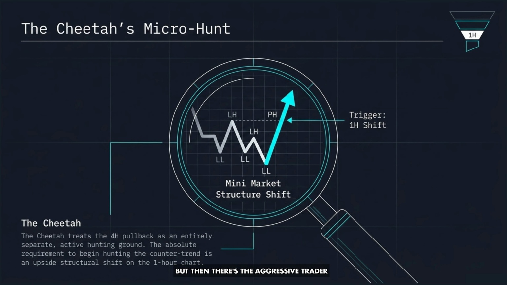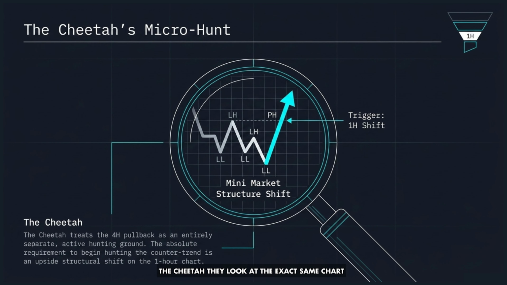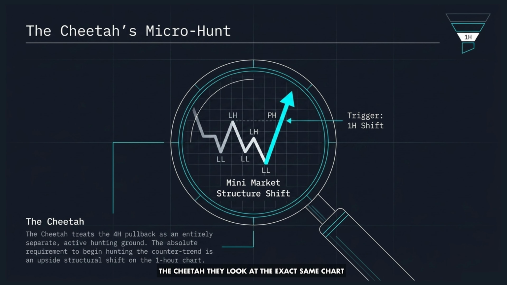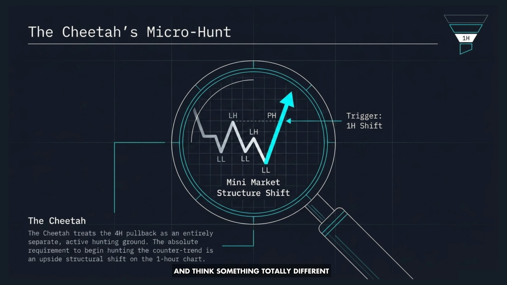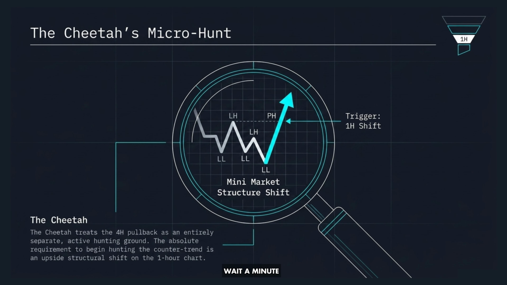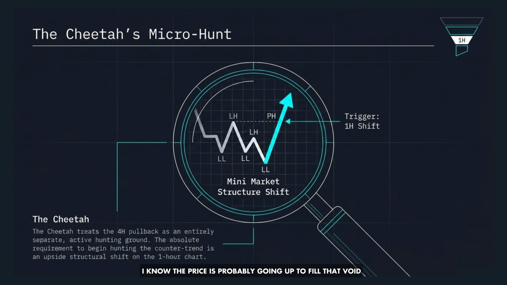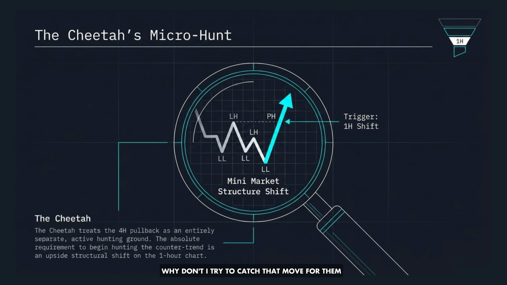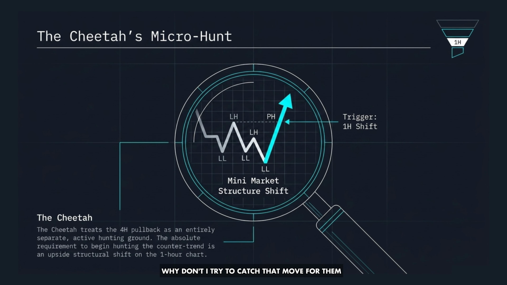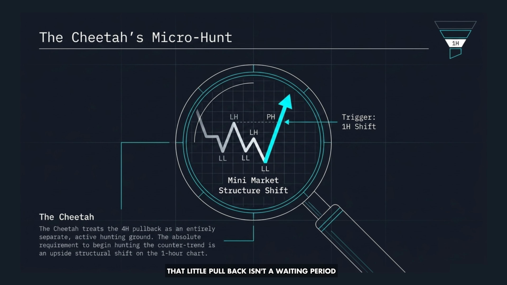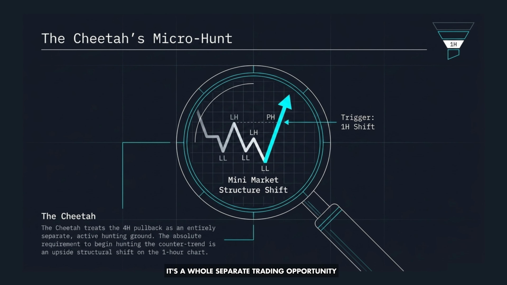But then there's the aggressive trader, the cheetah. They look at the exact same chart and think something totally different. They're thinking, hey, wait a minute. I know the price is probably going up to fill that void. Why don't I try to catch that move? For them, that little pullback isn't a waiting period. It's a whole separate trading opportunity.